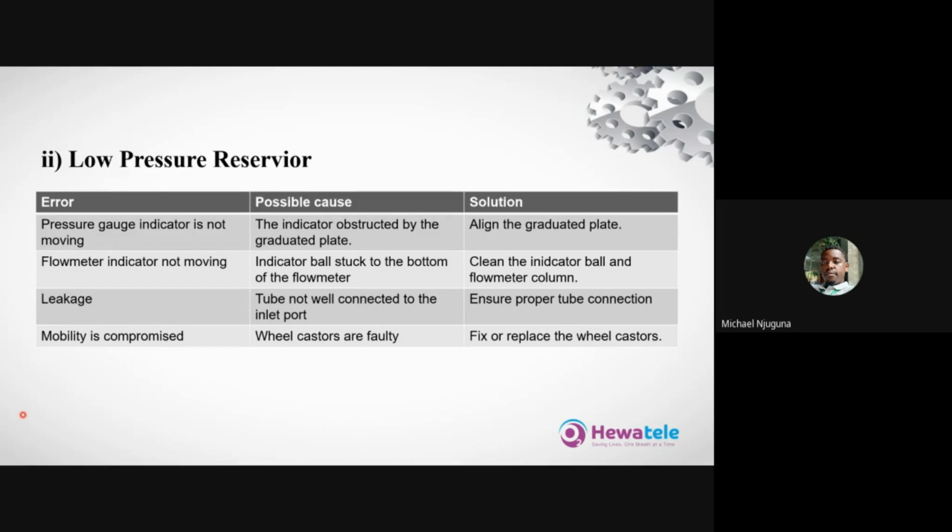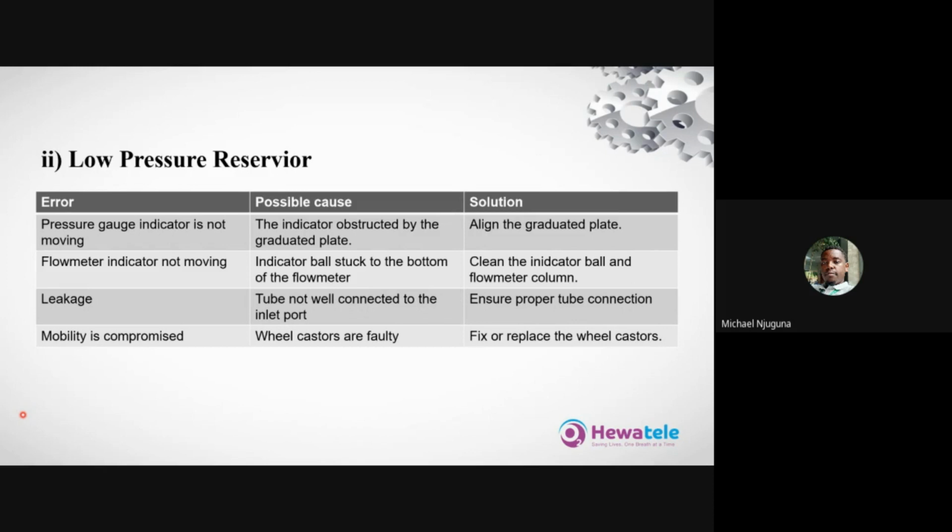Another common error is leakage. Leakage can be witnessed at the connecting point of the tube that is connected from the filling station all the way to the reservoir tank. That connection point can suffer from high pressure, and you might notice some leakages, or you might hear a hissing sound, or if you apply soapy water, you might see bubbles. So make sure you connect that tube quite well on the port.